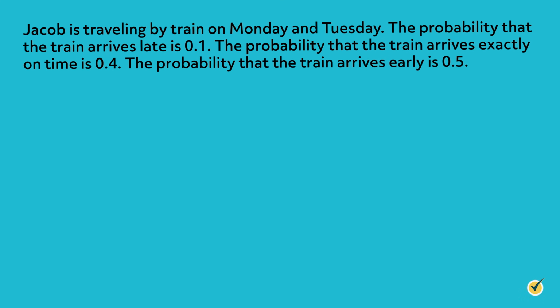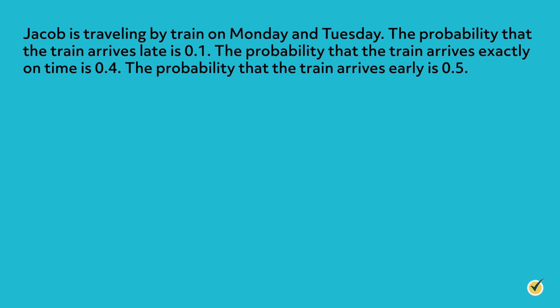Now it's your turn. I'm going to give you one more scenario. You're going to create a tree diagram and use it to help you answer some questions. This one's a little more challenging, but I know you can do it. Jacob is traveling by train on Monday and Tuesday. The probability that the train arrives late is 0.1.